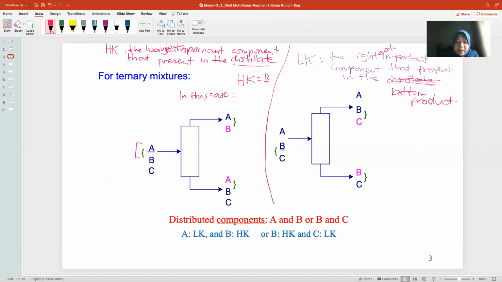Based on here, the distributed component can be A to B, or in another scenario, B and C is more important. So the distributed component that we want is B and C. In this case, the heavy key is C and the light key is B. For the other case, A is the light key and B is the heavy key, right? Okay.